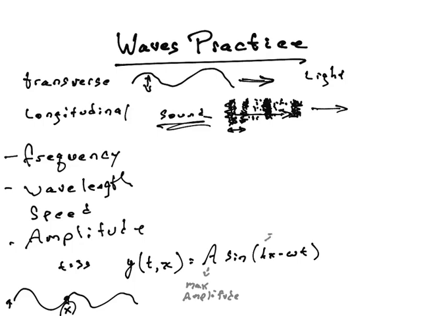k is what's called the wave number, and it's equal to 2 pi over the wavelength, lambda. And omega is called the angular frequency, and it's equal to 2 pi times f, which is the linear frequency.